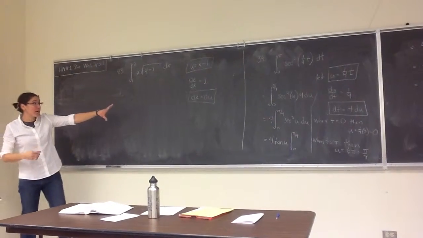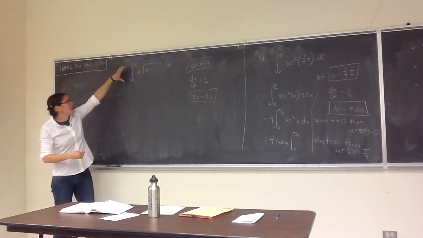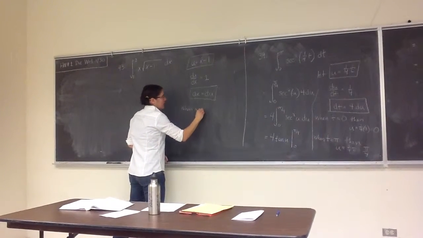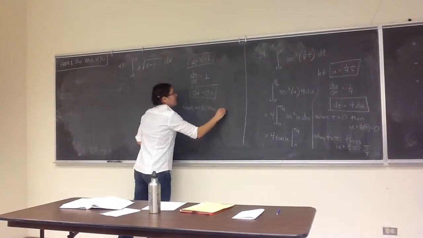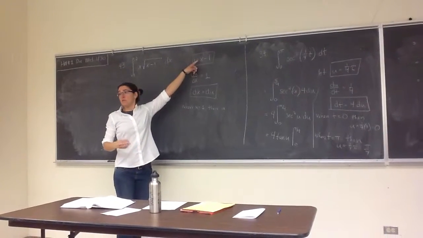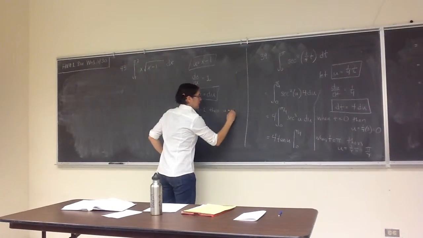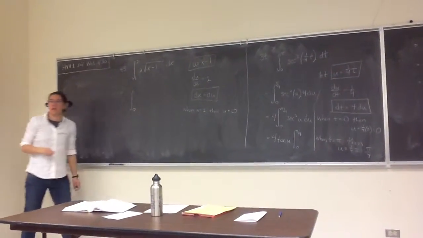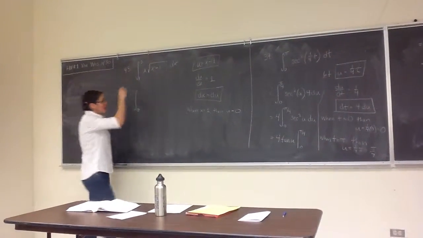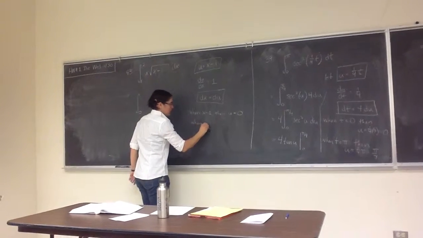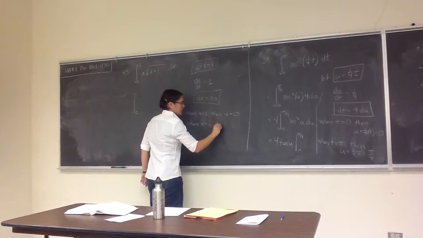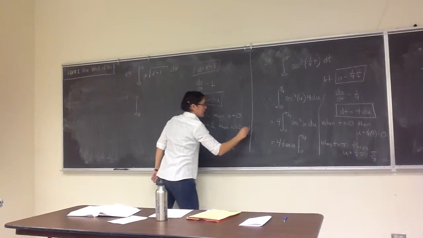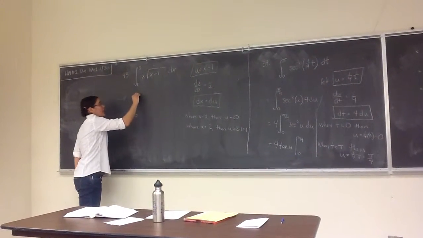Along with that, some other work I'm going to do over here on the side. I'm going to change my boundaries. So when x is equal to 1, then u is going to be equal to 1 minus 1, which is 0. So my bottom boundary for my u values will be a 0. And my top boundary, when x is equal to 2, then u will be equal to 2 minus 1, which is 1. So our top boundary, or u boundary, will be 1.